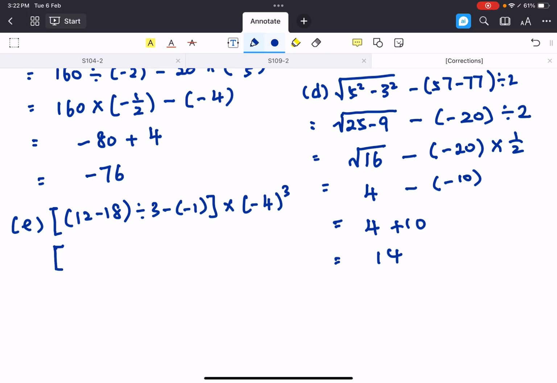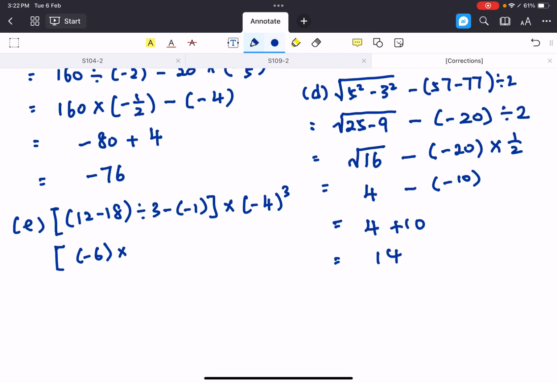This will be 12 minus 18 is negative 6, right? Divide by 3 is multiplying by 1/3. Minus negative 1, same effect as plus 1. Okay, so we did it there. Multiply by negative 4 to the power of 3 is negative 64, right?